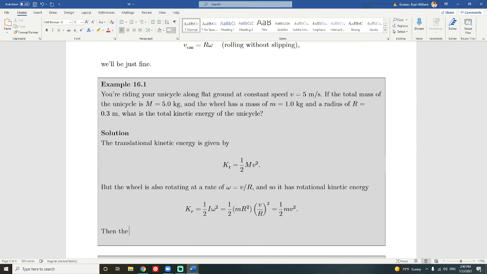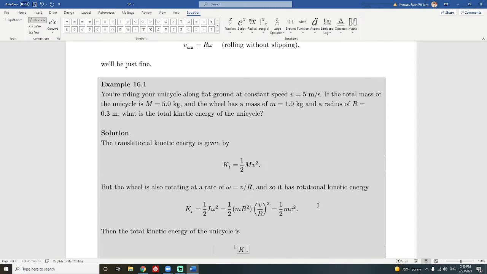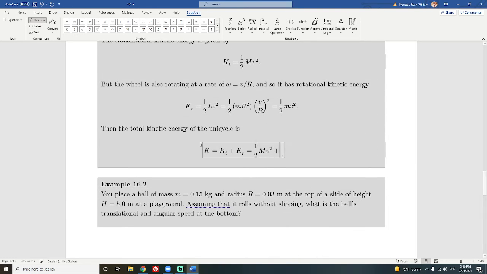So then the total kinetic energy of the unicycle is, let's say, K equals K sub T plus K sub R, which is 1/2 big M V squared plus 1/2 little m V squared. And we could simplify this if we were feeling fancy. We could write something like this. And that's it, right?